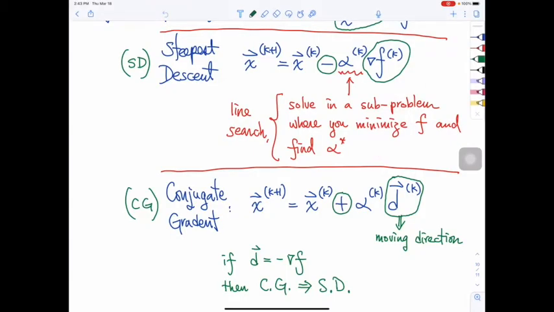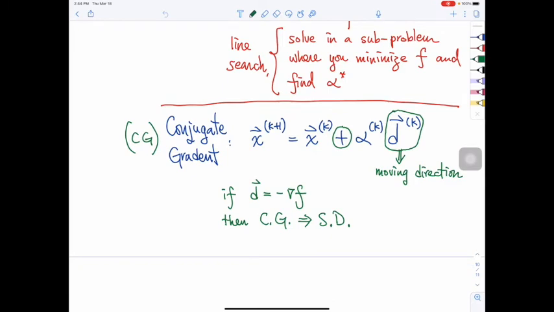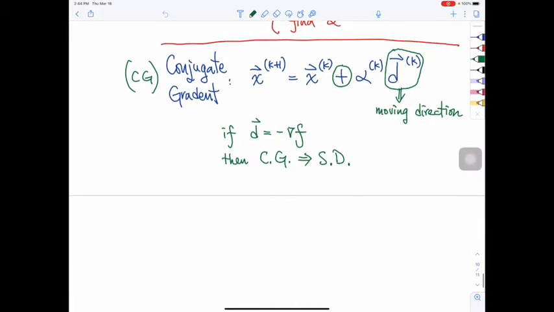Okay, so back to our notes. So we want to use this equation, and we need to talk about this moving direction D. But what is this moving direction D? Before we talk about this moving direction, I'm going to introduce something called the conjugate direction. Okay, so it's something very new for you.